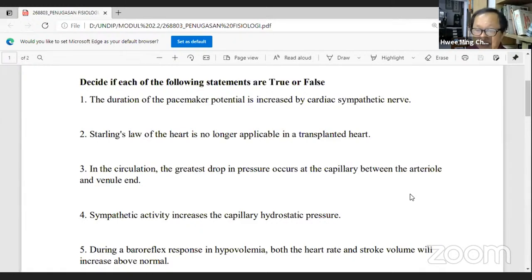So although the transplanted heart from the donor is a denervated heart, the intrinsic property of the cardiac muscle will still respond in the same way as described by Starling. Meaning, if the transplanted heart is filled with more blood, you increase the end-diastolic volume, it will be stretched more, and the greater filling of the ventricle will produce a greater tension, and so you will get a greater stroke volume. Very good, Maliku. So this sentence is also incorrect. Starling's law is still applicable in a denervated transplanted heart. Okay, let's move on to question three.